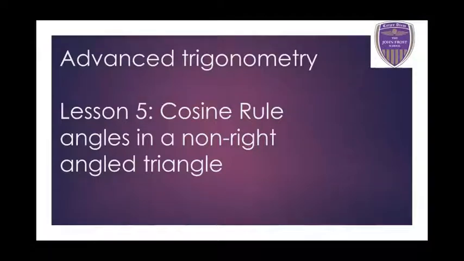This lesson is our final lesson in advanced trigonometry. We're going to be looking at using the cosine rule to find angles in a non-right angle triangle. So let's jump right in.